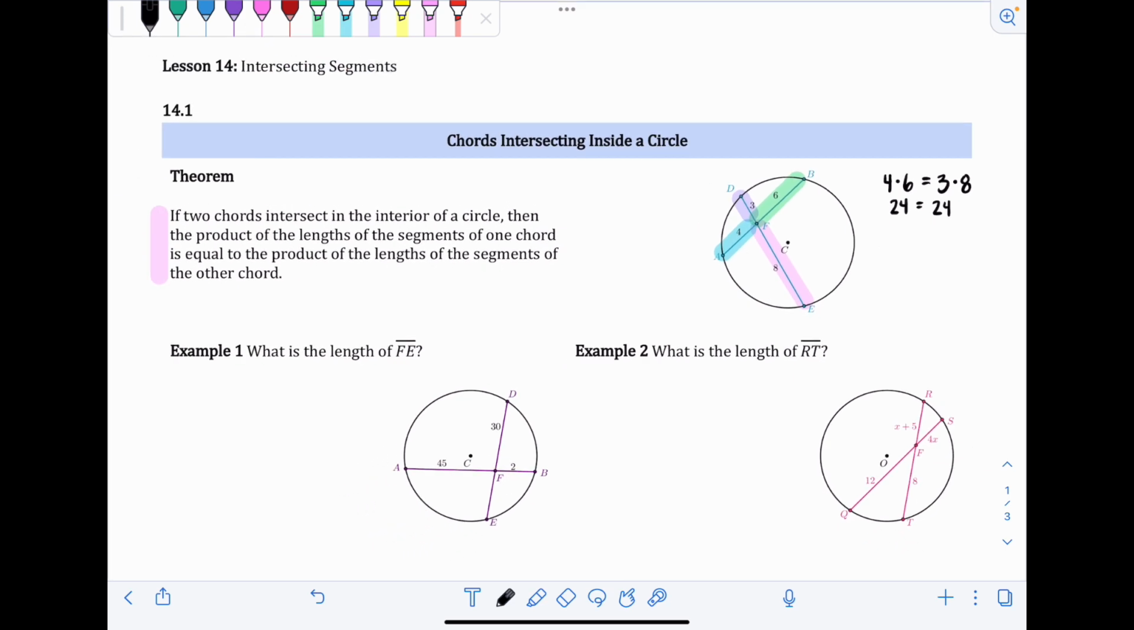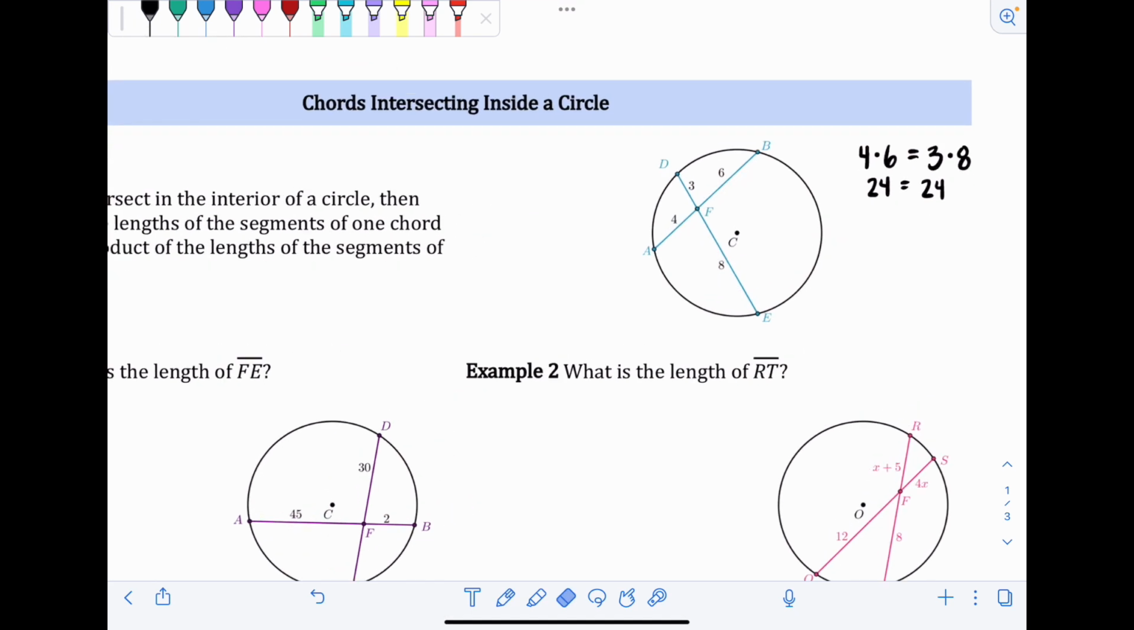And that'll always be the case when you have two chords that are intersecting within the circle. Basically, you can take each individual part from each chord and multiply them together, so like the 4 and the 6. And then that should be equal to the product of the other chord's pieces, so 3 times 8.